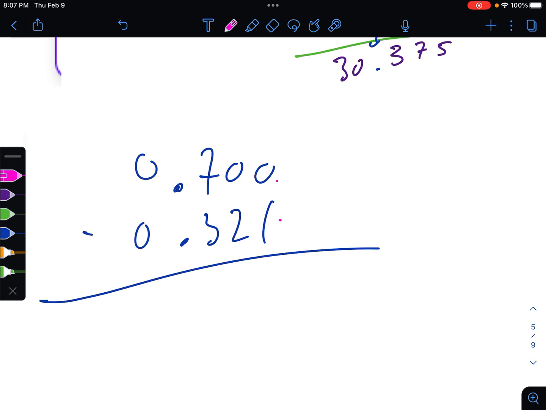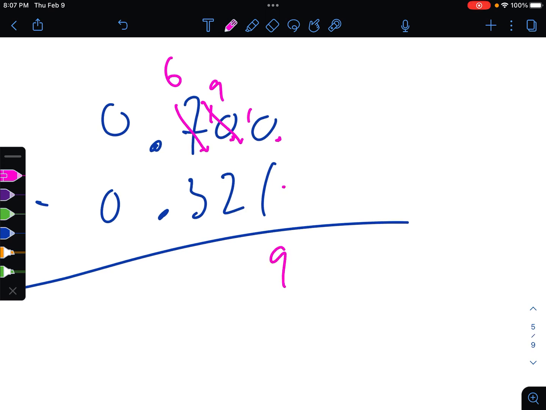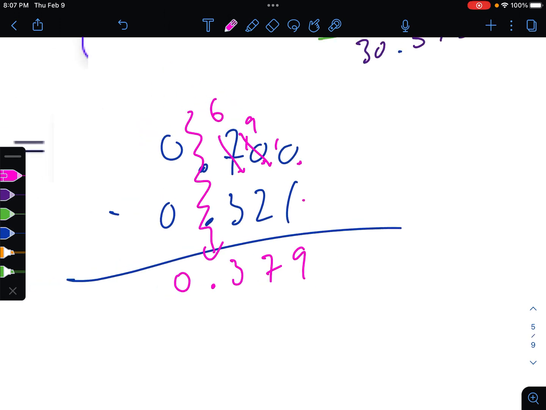0 minus 1. Nope. Hey, 0, can I borrow from you? Nope, I got nothing. Let me check over here. Hey, 7, you got some to borrow? Yeah, I got some to borrow. So 7 becomes a 6, and this becomes a 10. 0 says, hey, 0, you have some? I do now. 10 becomes a 9, and it's 10. If you listen closely, they really talk like that. 10 minus 1, we got a 9. 9 minus 2 is 7. 6 minus 3 is 3. 0 minus 0 is 0. And my decimal, it's right into place. Nice.